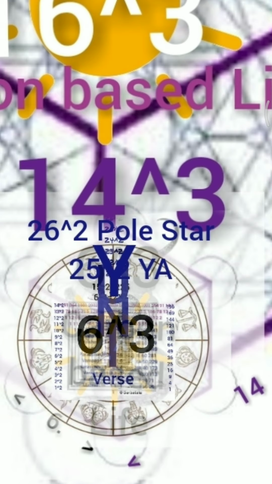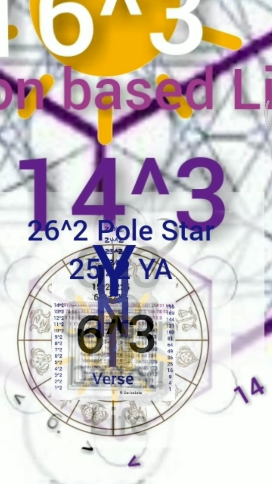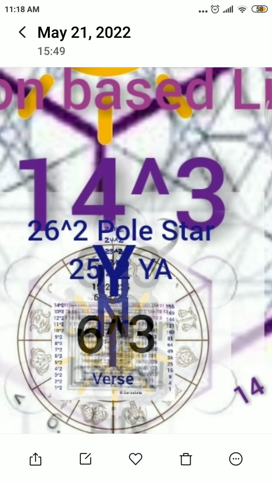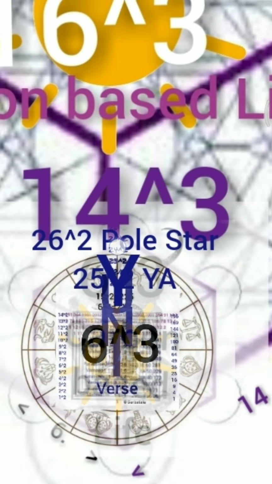And of course, even above Y, we have the pole star. That is 26 squared, called the Dhruva Nakshatra in Sanskrit. So this Dhruva Nakshatra, or the pole star as we generally know it, Polaris, is 26 squared. So this 26 squared is somewhere here.